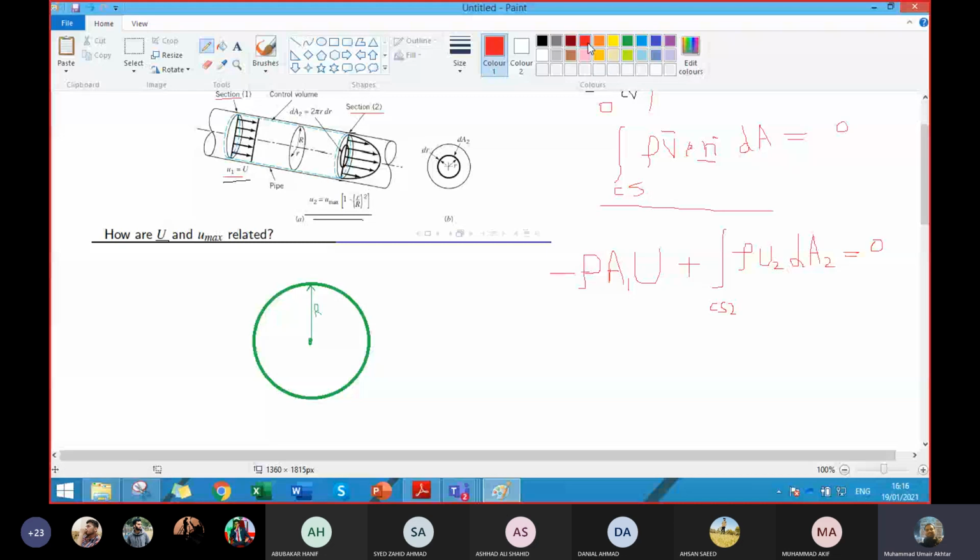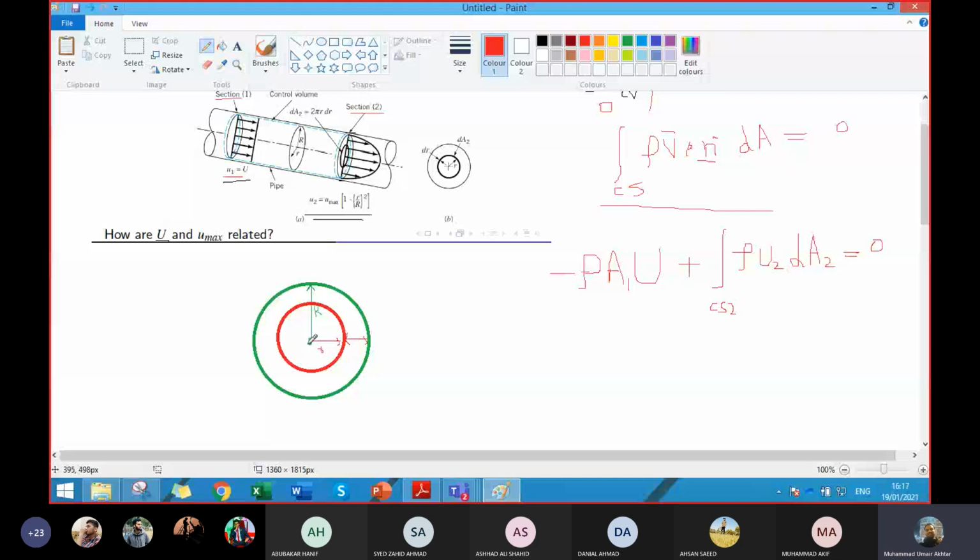Is the red circle visible to you? Yes, sir. And I say the radius of this red circle is small r. What's its area? Pi small r square. Okay. If I say the distance between these two circles is variable, that is the small r can also change, capital R will remain fixed. Small r can vary from zero to capital R, right? And that change is represented by dr.